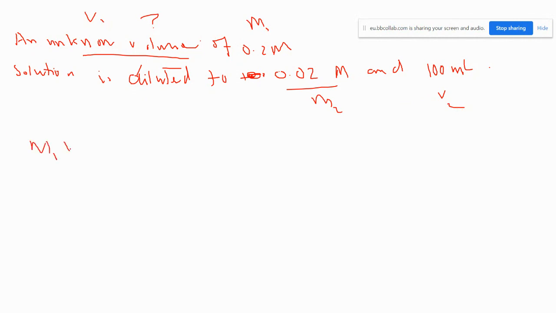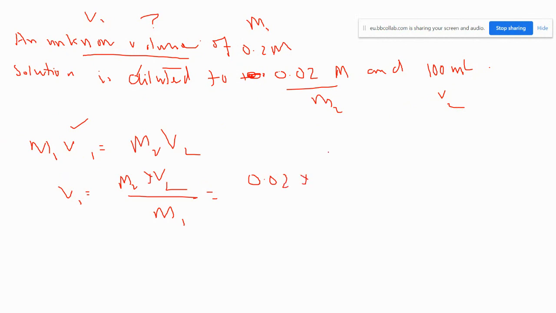Now use the same formula. M1 V1 is equal to M2 V2. So now we need V1. V1 will be equal to M2 times V2 divided by M1. So M2 is 0.02 and V2 is how much? 100, divided by M1, which is 0.2. Clear? Yes, clear, teacher.